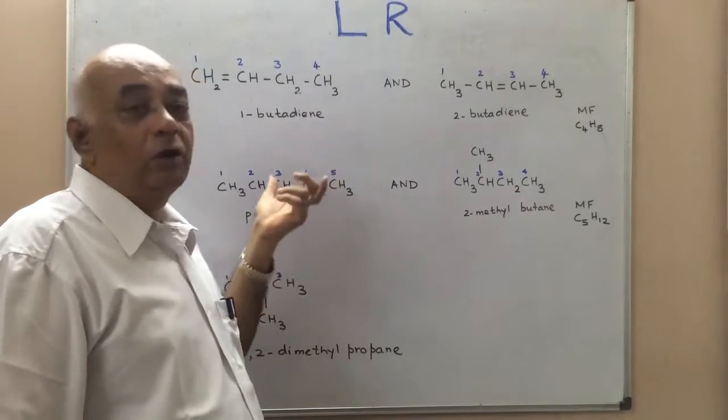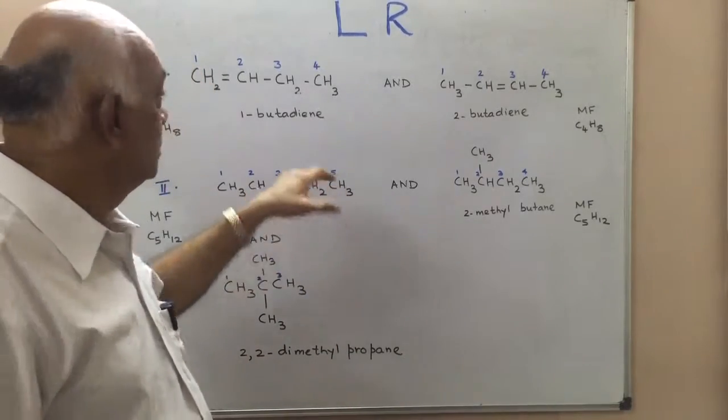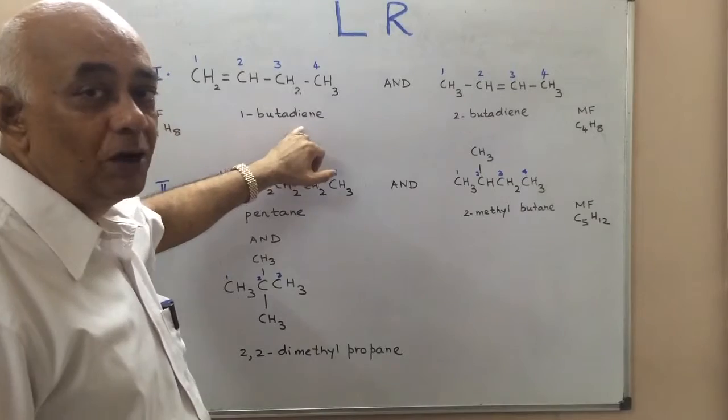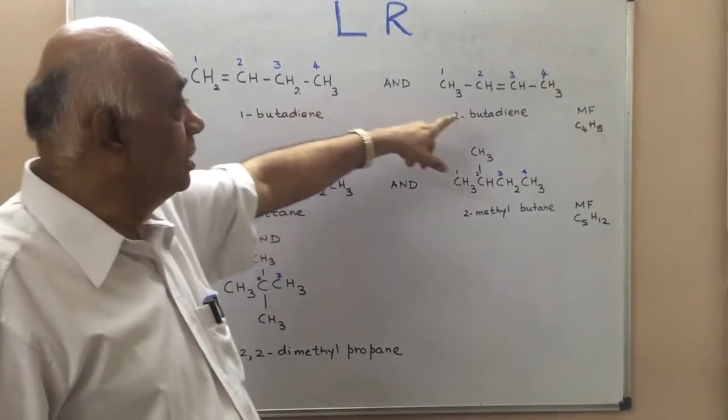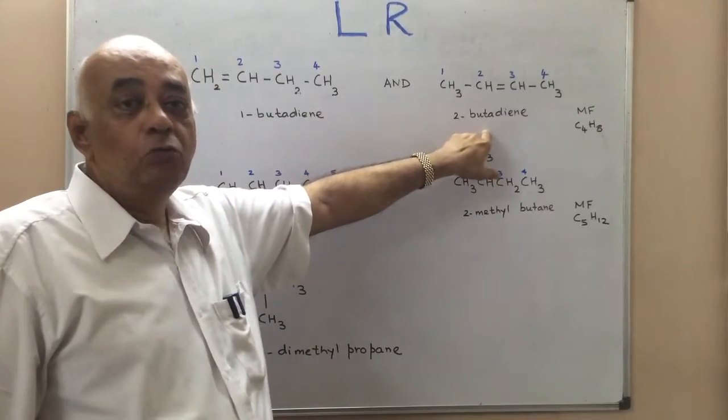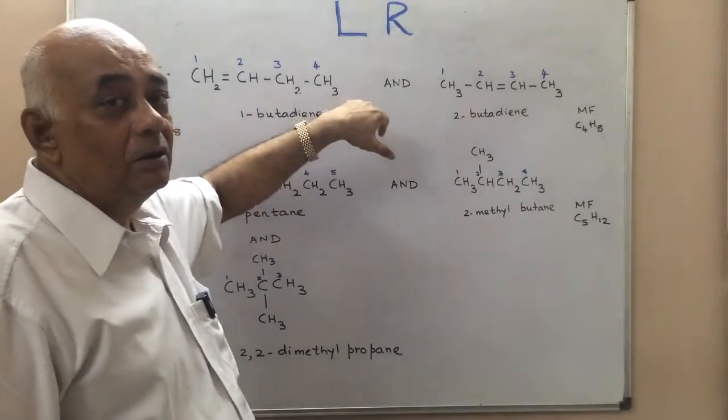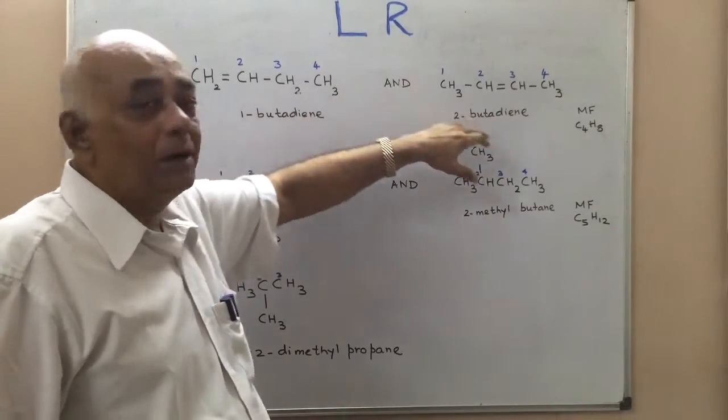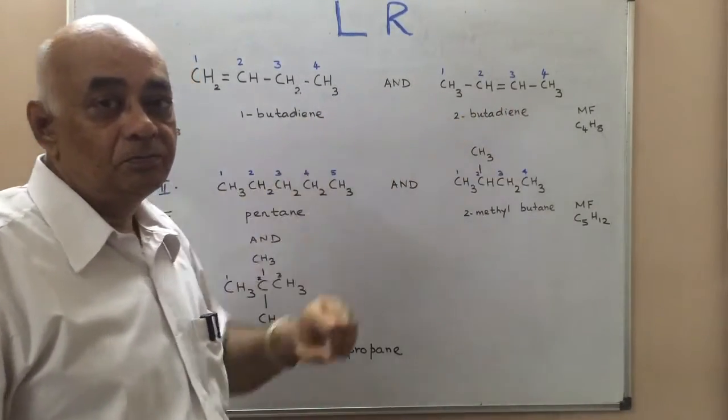So the need for a naming system is very apparent. This one is called 1-butadiene and the other one is referred to as 2-butadiene. The 1 and 2 referring to the carbon atom numbers in that chain.